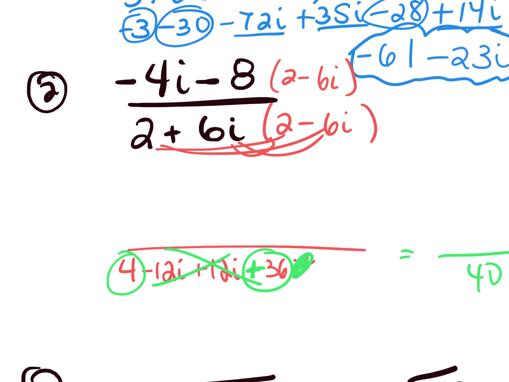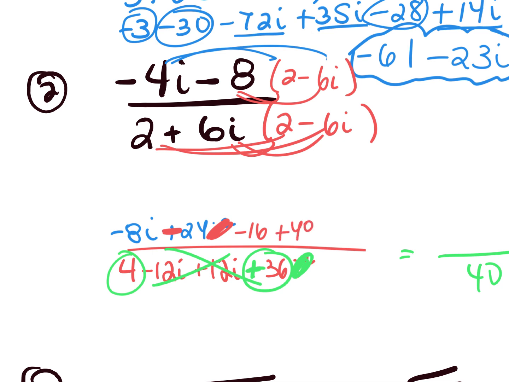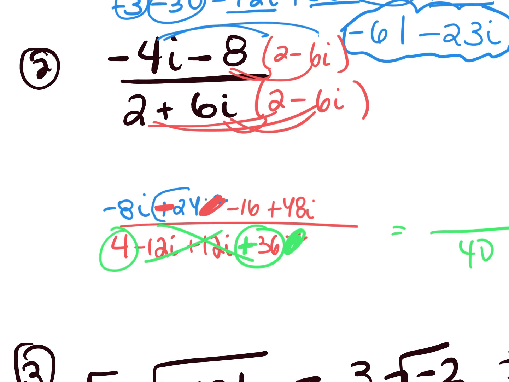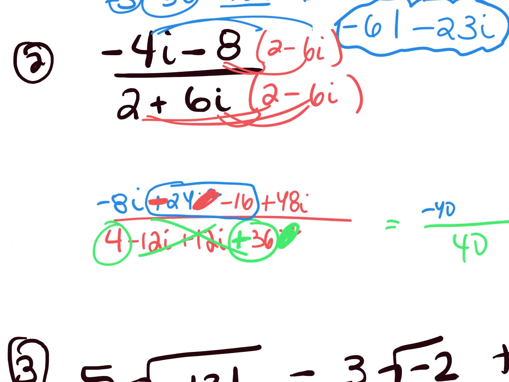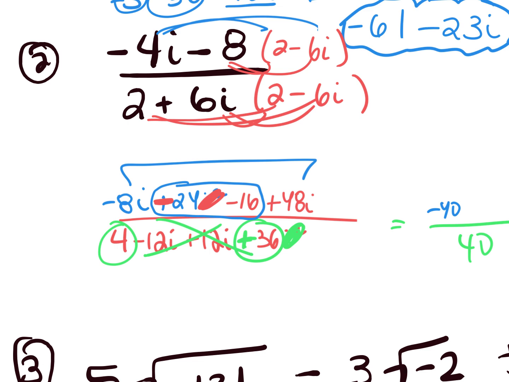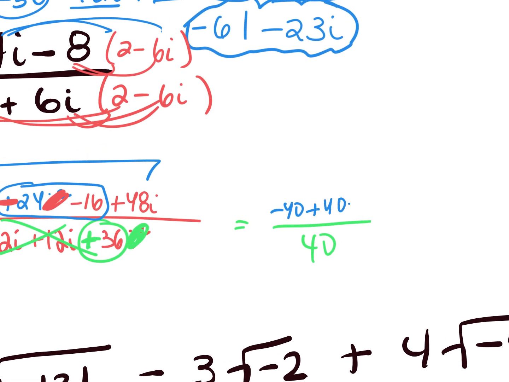So let's go ahead and simplify the numerator. Negative 4 and 2 is negative 8i. Negative 4i and negative 6i is plus 24i squared. Good. Cross off that i squared, change that sign. Negative 8 and 2 is minus 16. And negative 8 and negative 6i is plus 48i. Real with real. So I have a negative 24 and a negative 16. What does that give me? Negative 40, right? And then negative 8i and 48i is plus 40i.